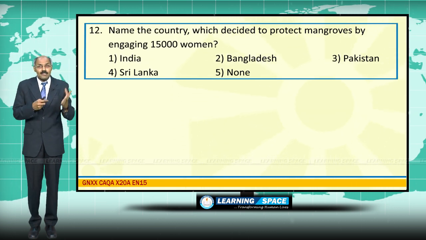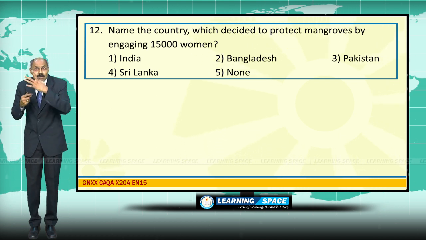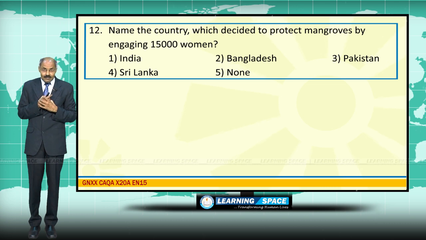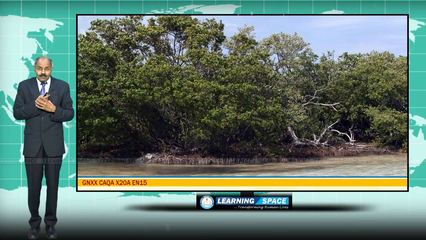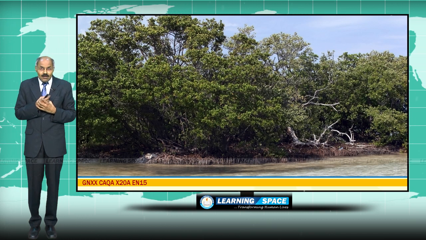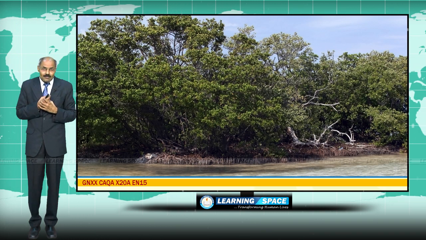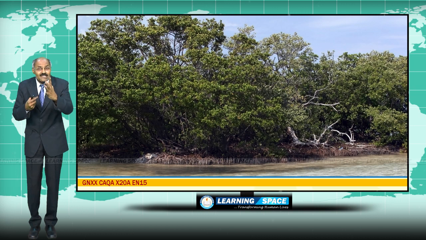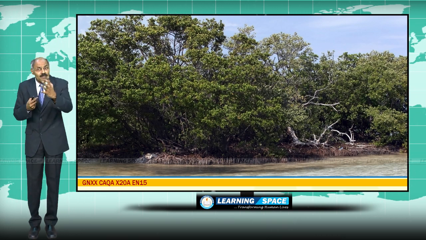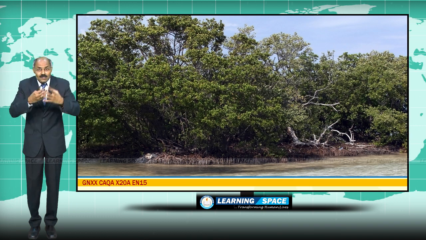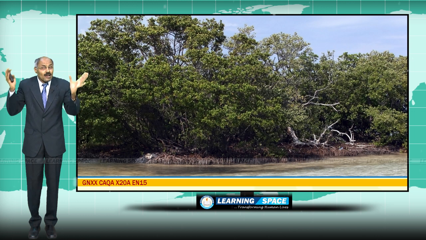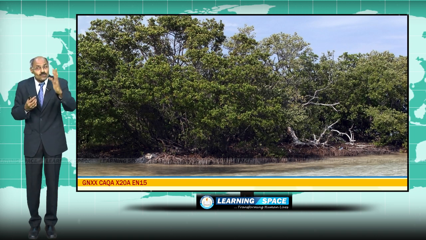Name the country which decided to protect the mangroves by engaging 15,000 women. Mangroves, these forests of small height, grow in saline soil, saline environment. All of us are well aware, the world's largest mangrove forests are the Sundarbans.